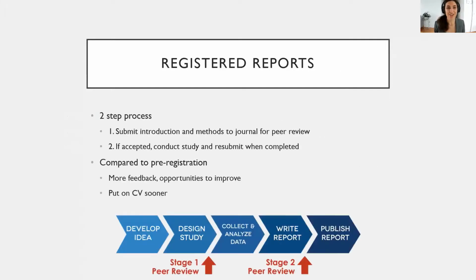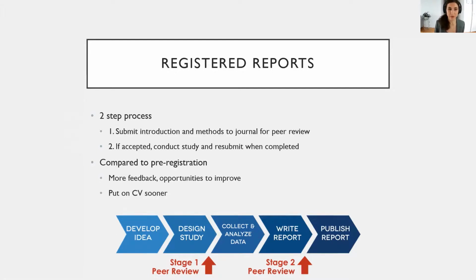All right, so that's pre-registration. It's a big chunk of open science publications. The next type is registered reports. So registered reports are kind of like pre-registrations on steroids. So it's a two-step process. The first is submitting an introduction and methods to a journal for peer review. So you're basically taking your pre-registration and asking other scientists to look at it.